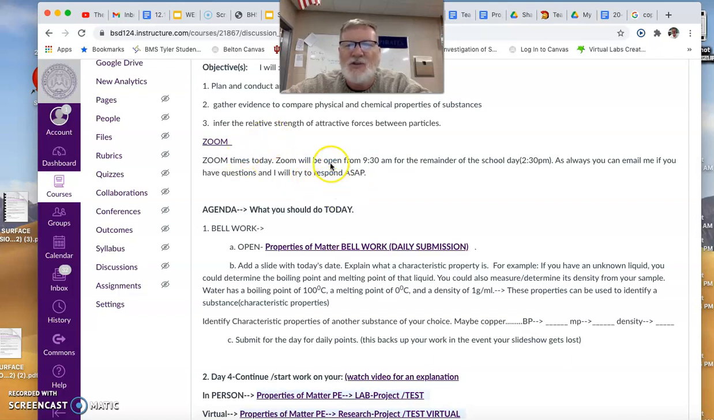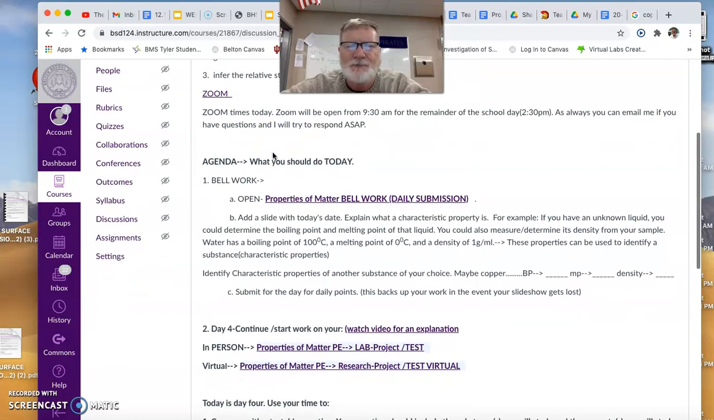Zoom times, I'll open Zoom. It should be open all day. It does time out from inactivity, and occasionally if that happens, just be patient. I will get an email that you tried, and I will get it right back up and going.